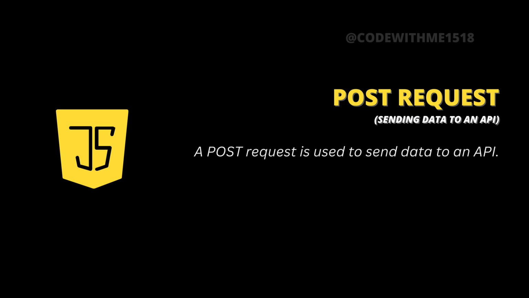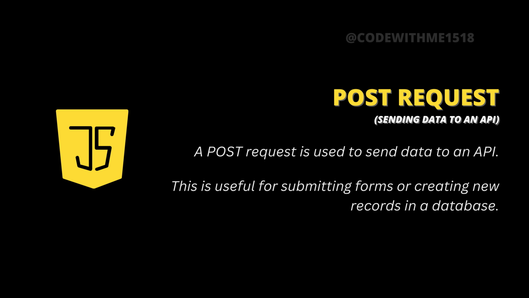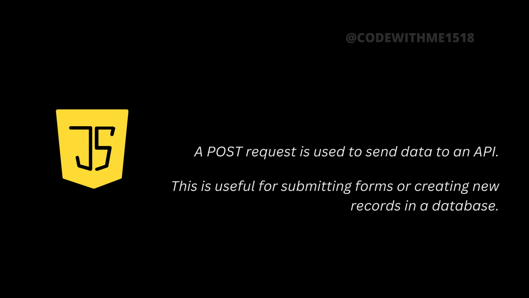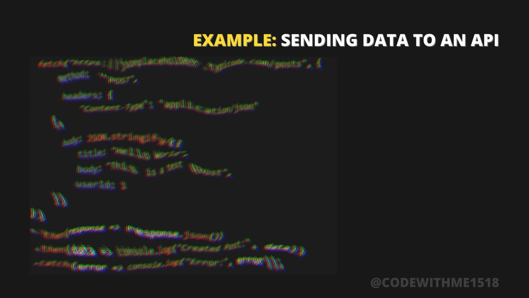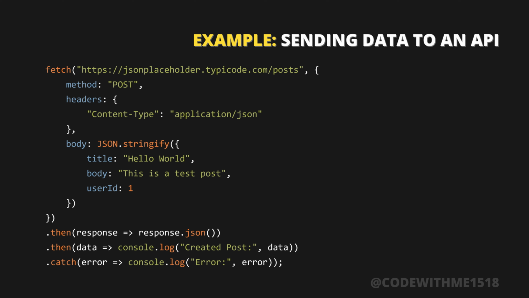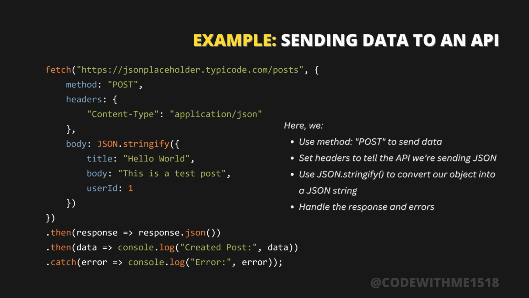POST request, sending data to an API. A POST request is used to send data to an API. This is useful for submitting forms or creating new records in a database. Example: sending data to an API. Fetch jsonplaceholder.typicode.com/posts, method POST, Content-Type application/json, body JSON.stringify, title hello world, body this is a test post, userId 1, then response.json(). Then data => console.log created post data, catch error => console.log(error). Here we use method POST to send data, set headers to tell the API we're sending JSON, use JSON.stringify to convert our object into a JSON string, and handle the response and errors.